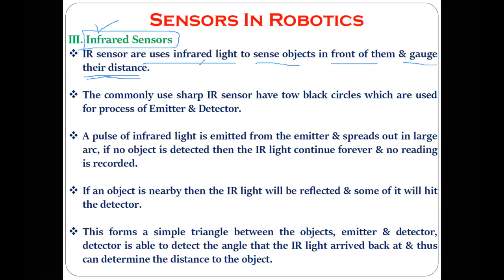Here I have mentioned infrared sensor uses the infrared light to sense the object in front of them and gauge their distance, measure their distance. So these infrared sensors commonly have two black circles or components, which are referred to as the emitter and the detector. A pulse of the infrared light is emitted from the emitter and spreads out in a large arc. If no object is detected, then infrared light continues forever and no reading is recorded.